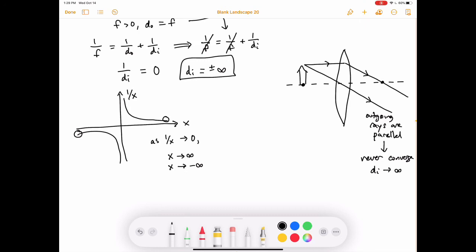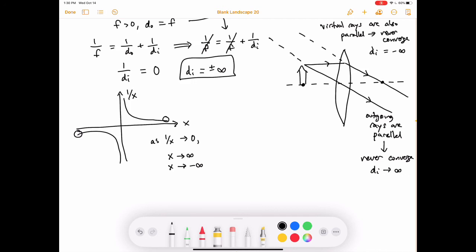On the other hand, if you trace the virtual rays back behind the lens like this, those virtual rays are also parallel, meaning they never converge, meaning we can also consider the image distance to be minus infinity on the other side of the lens. Okay, so that's how we make sense of plus or minus infinity.